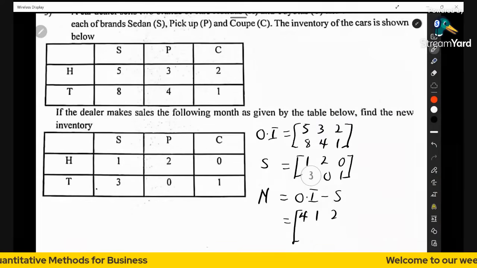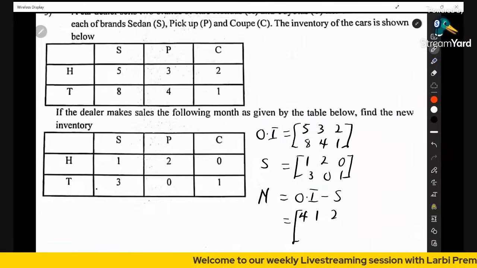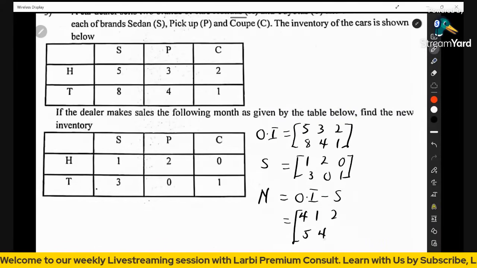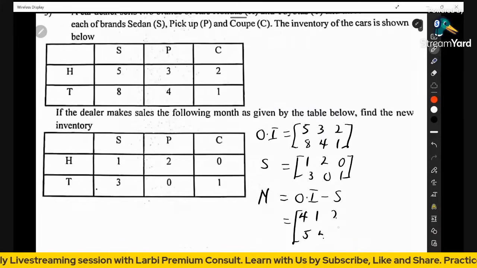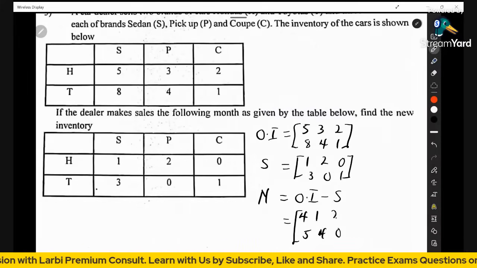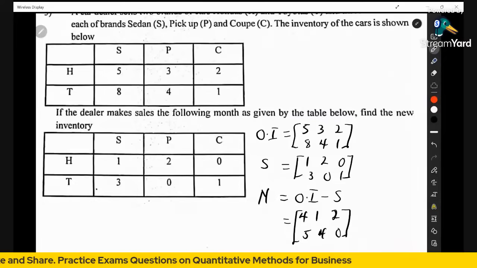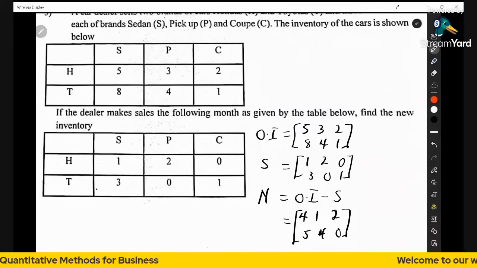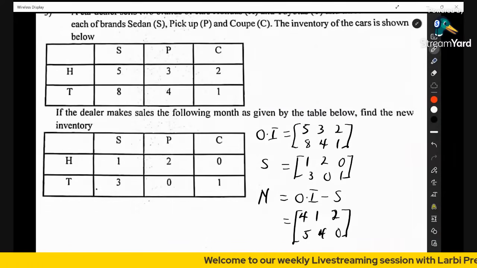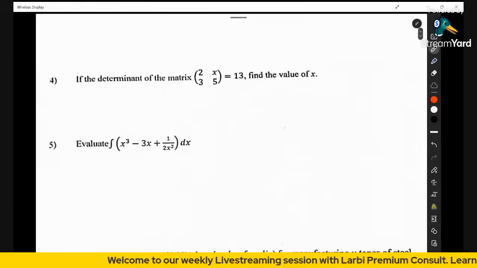Then we come back to the second row. So 3 taken from 8, I'm getting 5. Then 0 from 4, getting 4. And then 1 from 1, I'm getting 0. So this then becomes the new inventory in stock after the sale. So let's take note. This is actually the application of matrices. Question number 4.